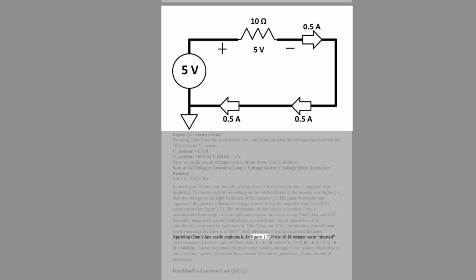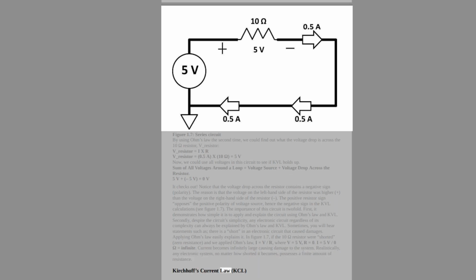In Figure 1.7, if the 10 ohm resistor were shorted, zero resistance, and we applied Ohm's law, I equals V/R, where V equals 5V and R equals 0, I equals 5V/0 ohms, which is infinite. Current becomes infinitely large, causing damage to the system. Realistically, any electronic system, no matter how shorted it becomes, possesses a finite amount of resistance.